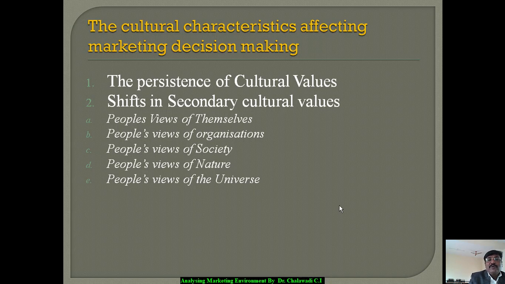For example, people's views of themselves, in the sense of how I am serving myself. Whether I am serving myself or whether I am serving others. If I am in business, whether I am running the business organization on my own behalf or for the society, it is one kind of value, people's views on themselves. And people's views of others, in the sense of people's attitudes towards and interactions with others.